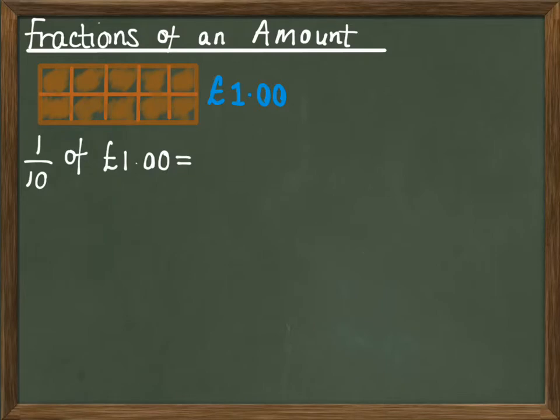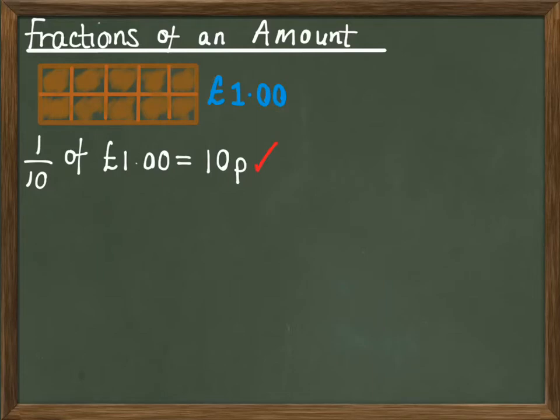I've split the chocolate bar into 10 pieces, so I'm going to split the cost of the chocolate bar into 10 equal pieces. So if I do £1 divided by 10, I'm going to get the answer of 10 pence. Okay, so each little section of that chocolate bar is going to cost 10 pence.